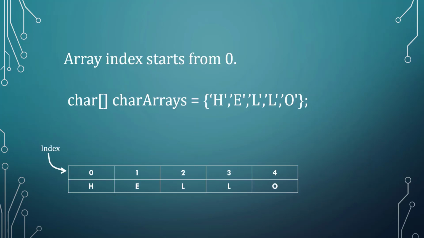Array index starts from 0, so whenever we declare an array, it will be kept in a kind of index data structure. You can see that I have created a char array hello, and that will look like this with position index. If you count from 0 1 2 3 4, those characters will be placed in those indices.